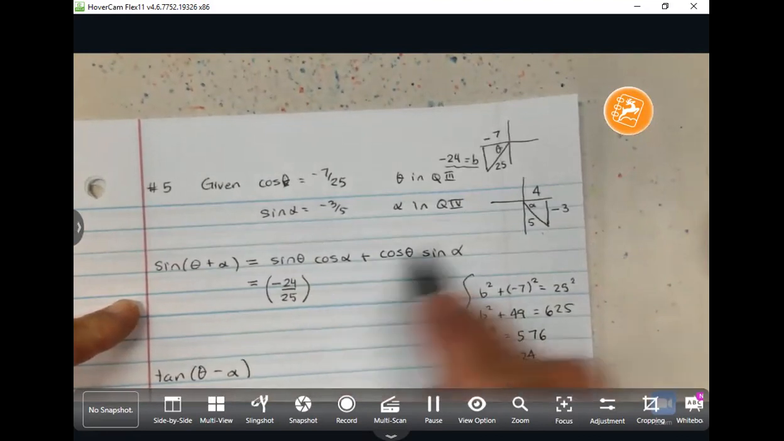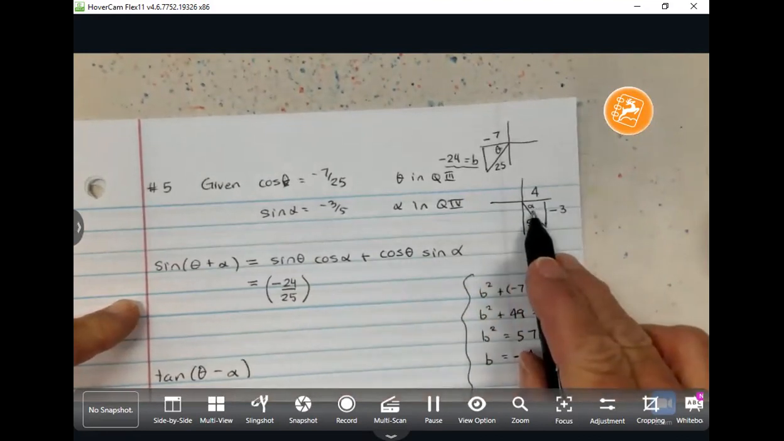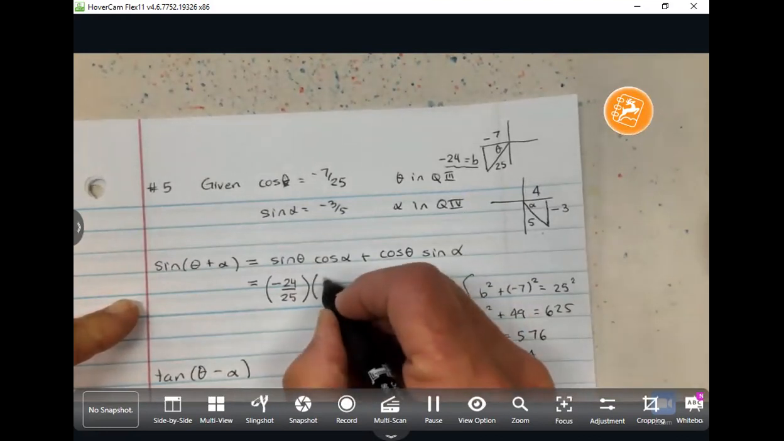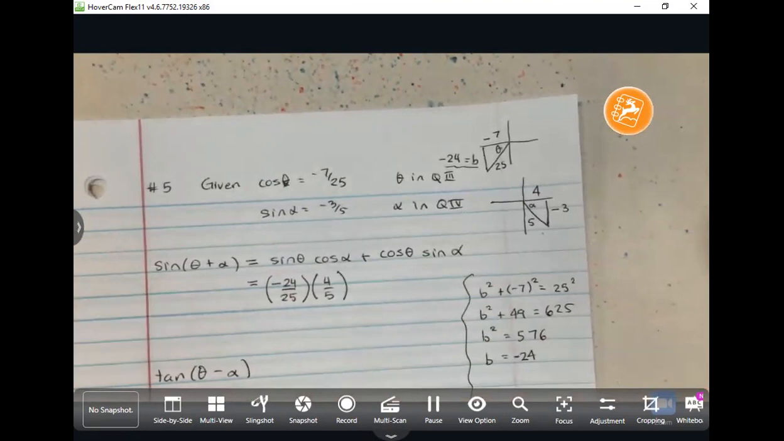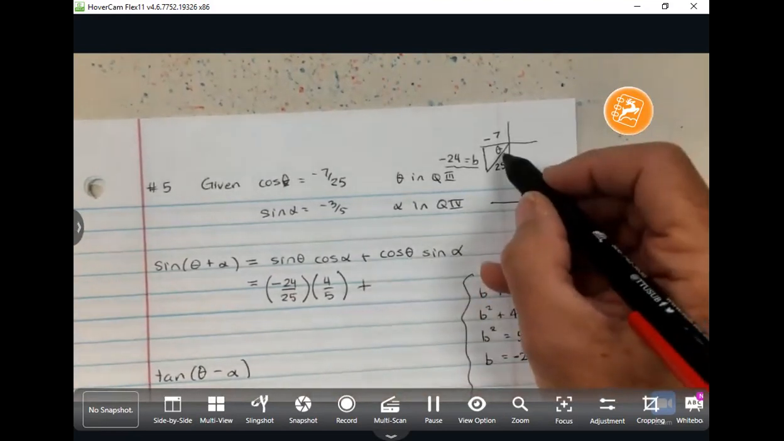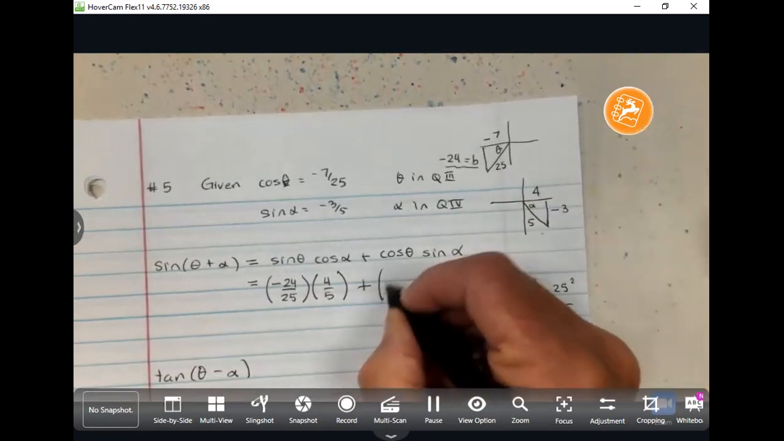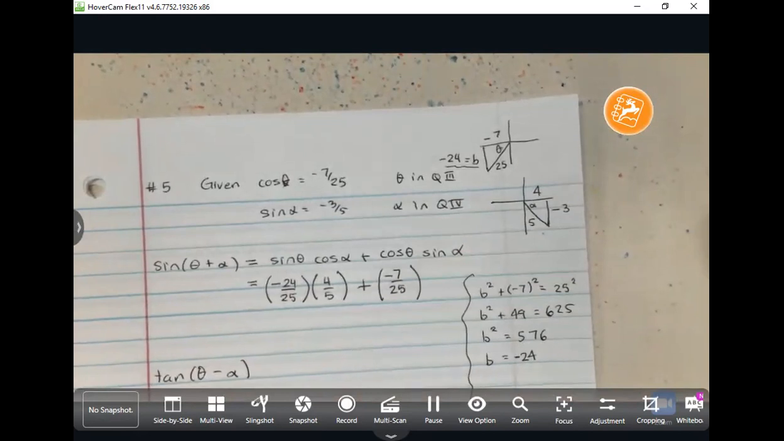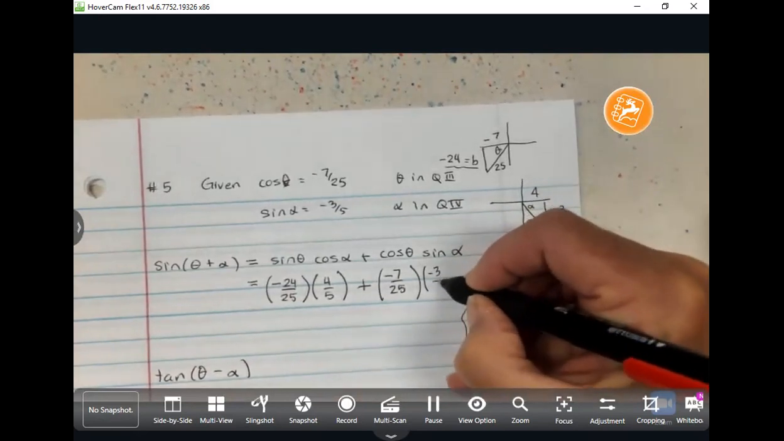Cosine of angle alpha, go to this triangle and use the adjacent over the hypotenuse. So cosine of angle alpha is 4/5. Cosine of angle theta is given. That was the negative 7/25. Sine of angle alpha was given as negative 3/5.